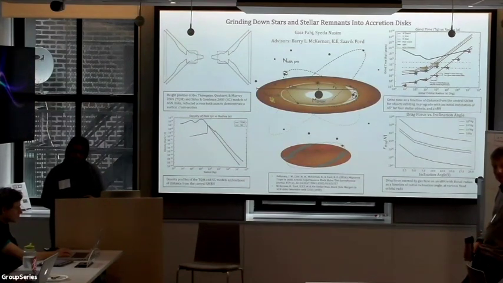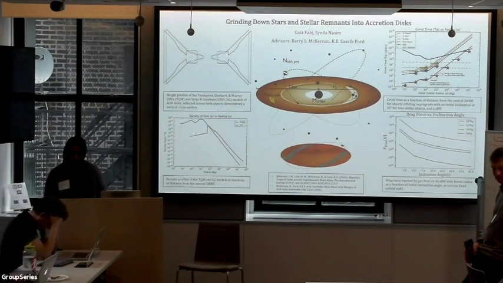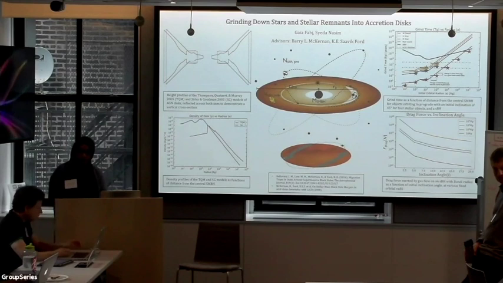Sorry, so regarding the eccentricity introduction upon passing, the change in the orbit per passing is relatively small, so I would not expect that to be significant. We haven't looked at it explicitly, but because you have to pass many times to grind down, I wouldn't expect that to disrupt the binary.